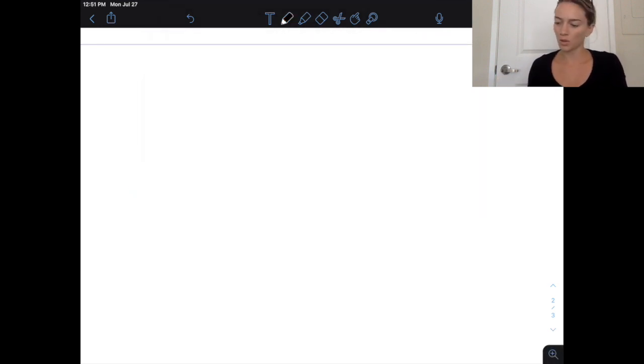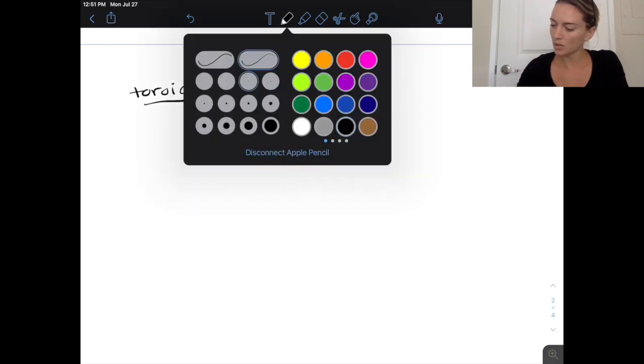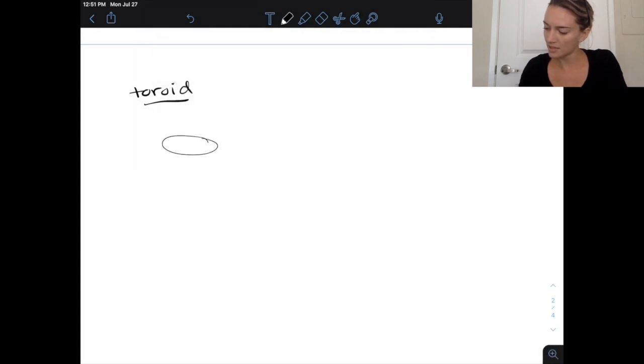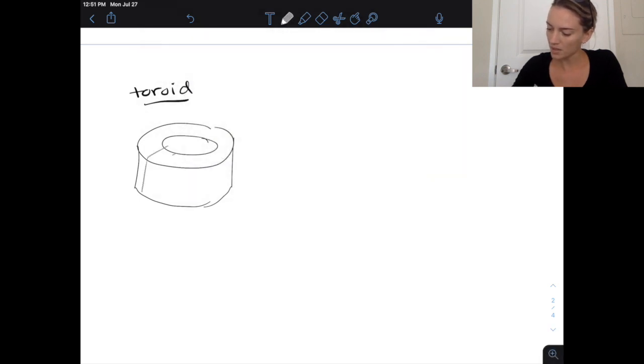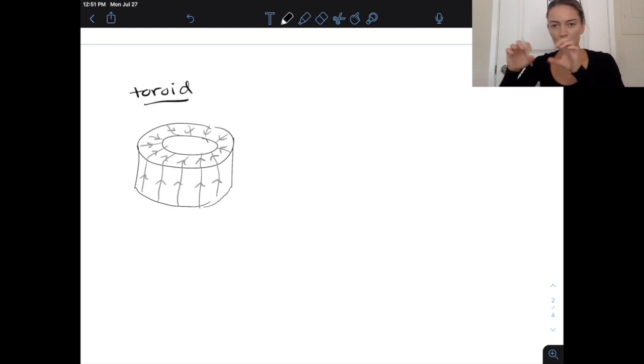Okay, and then let's do a toroid. That's the last main case. A toroid, remember, is like a solenoid that's looped back in on itself to make a donut shape. So a toroid is shaped like that. If you take two ends of a solenoid and wrap them around into a donut shape, that's a toroid.